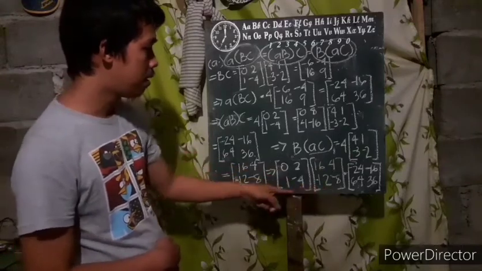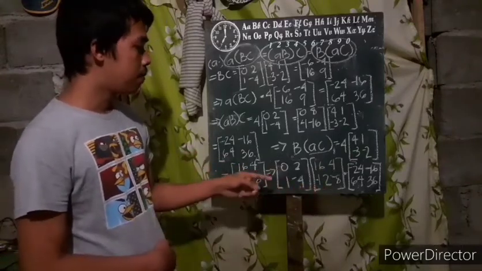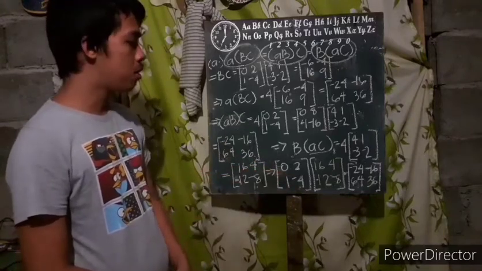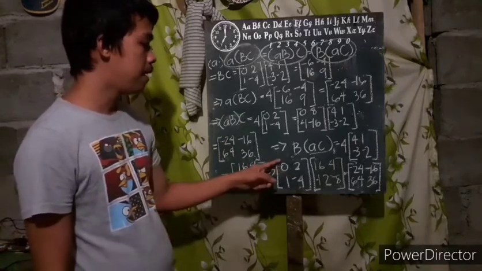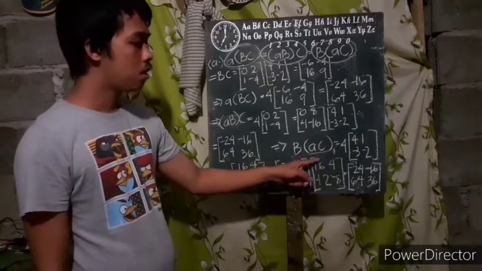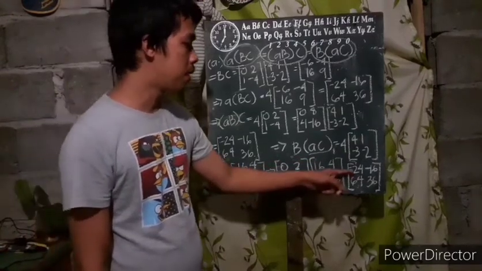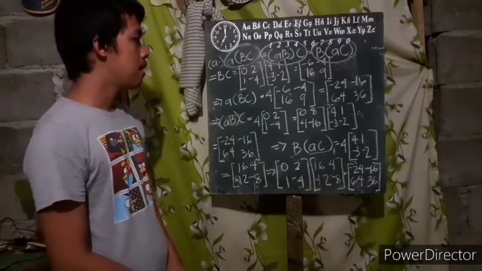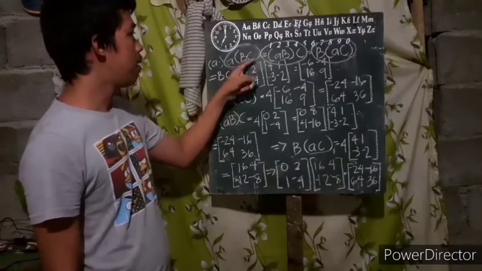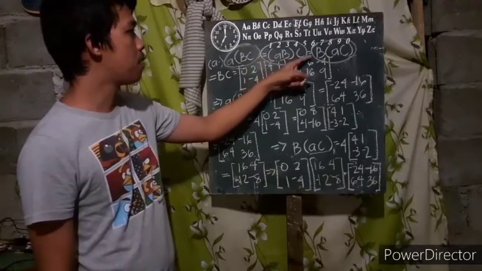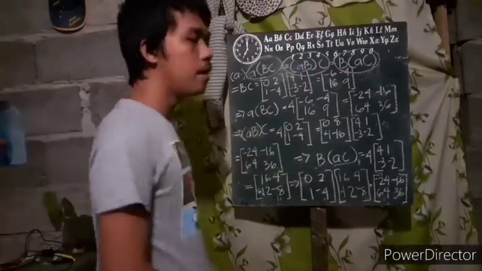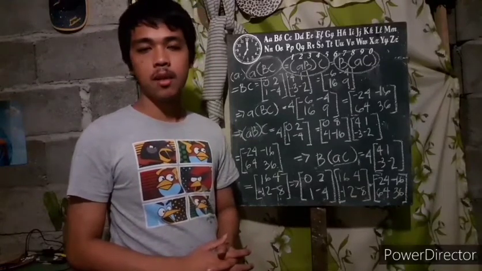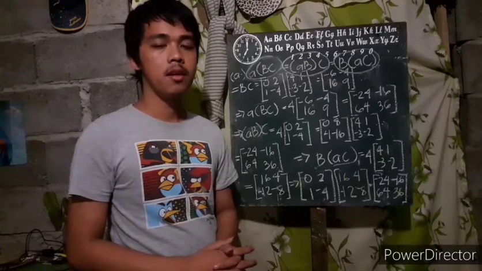So here, as I said again, to get the multiplication of the two matrices, we need to multiply each element of row into column. So we get the answer of 24, 16, 64, and 36. Since the product of A, B, and C, that is AB times C, equals B times AC, therefore it satisfies the stated property on the matrices.